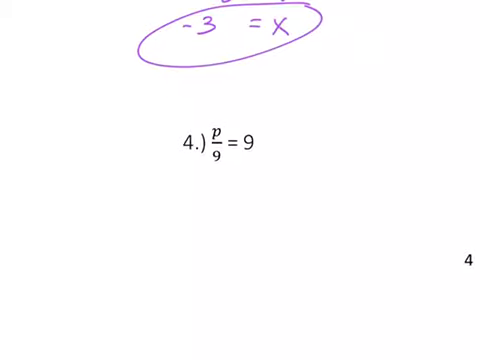And here's a division equation, so we use multiplication to solve it. So p over 9 is equal to 9. We always multiply by the denominator. So there we go. P is equal to 81.